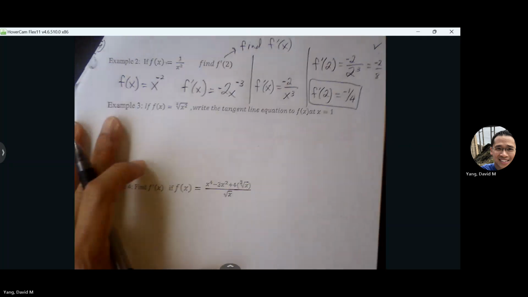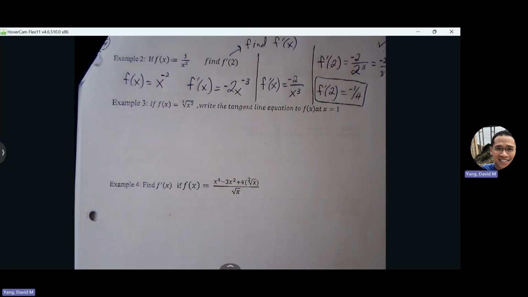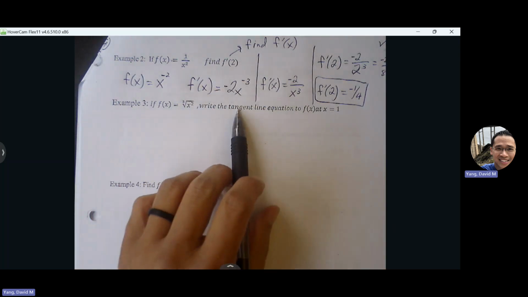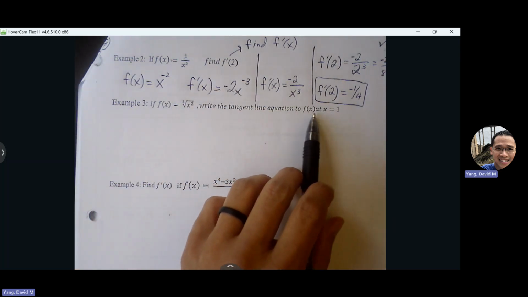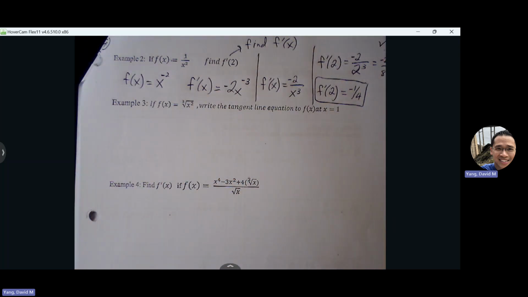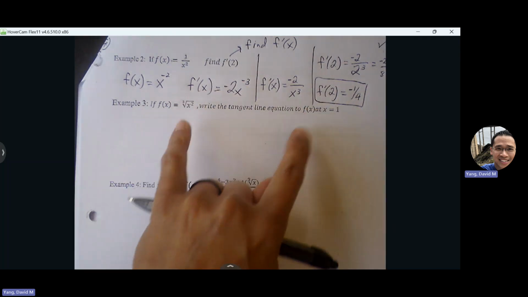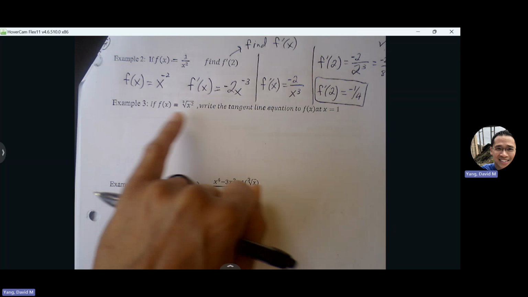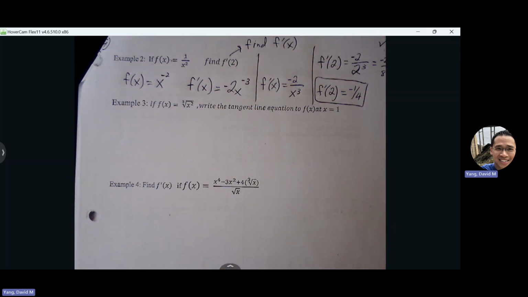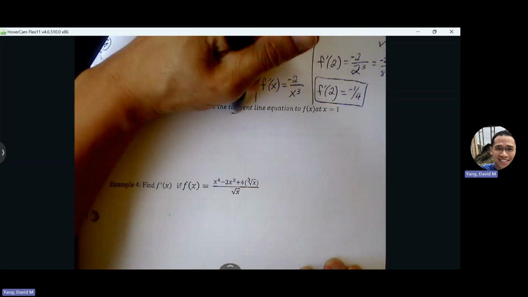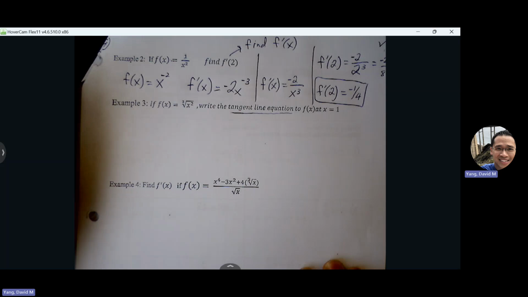Okay, example 3. If the function is the cube root of x squared, write the tangent line equation of f of x at x equals 1. So we're going to find this ordered pair from the function. We're going to find the derivative, and from the derivative, we'll find the slope. Once we have our ordered pair and our slope, we'll write our tangent line equation in point slope form.